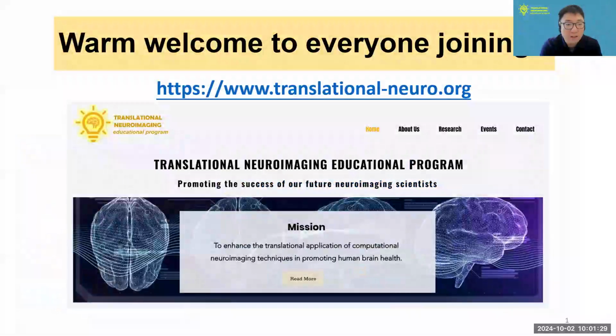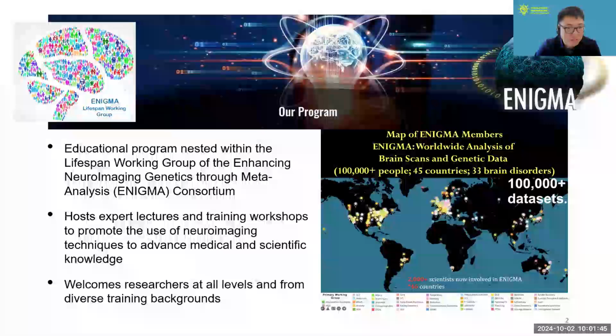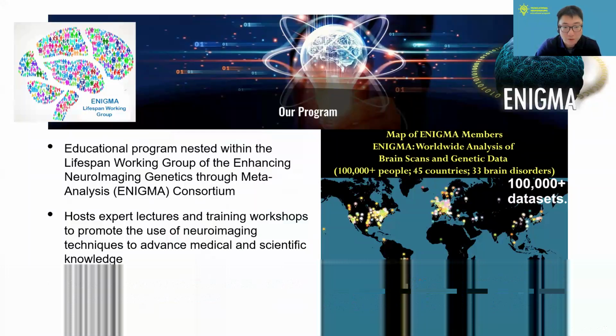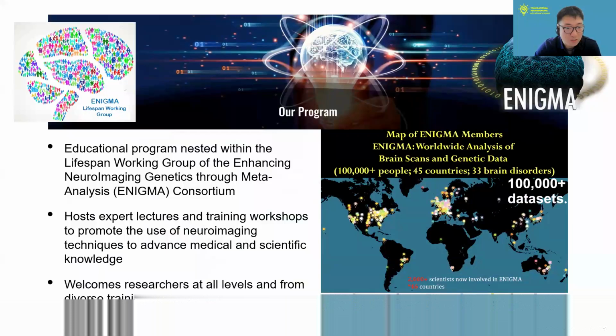Hi everyone. Welcome to this new event of our Translational Neuroimaging Educational Program. In this program, we aim to progress the translational application of computational neuroimaging techniques to enhance human brain health. This education program is nested within the Enigma Lifespan Working Group, and it is a very inclusive program that welcomes every researcher at all levels of neuroimaging skills and from diverse training backgrounds, especially the early career researchers.